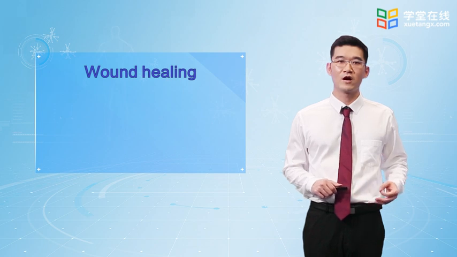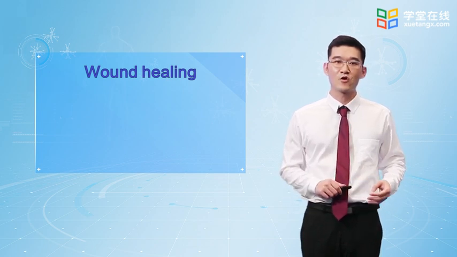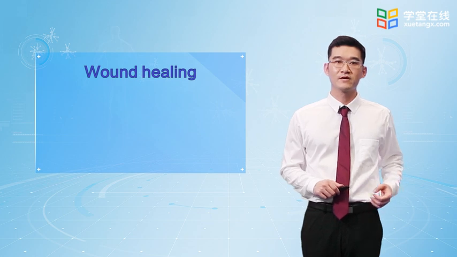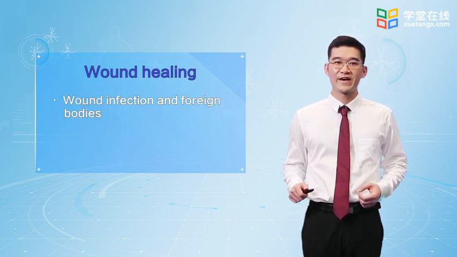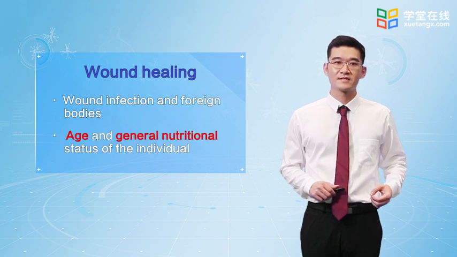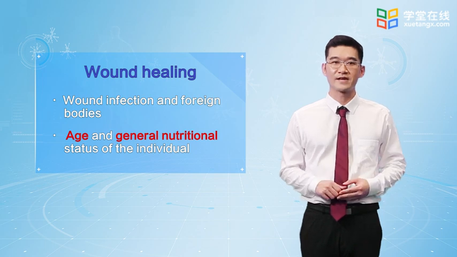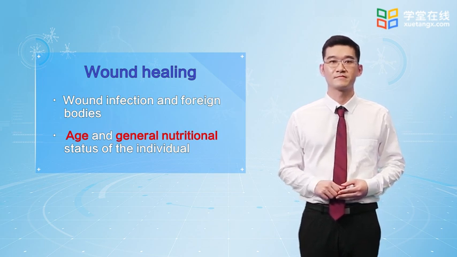Wound healing can be altered by a variety of influences. Some variables may act locally, for example, wound infection and foreign bodies. Systemic factors including age and general nutritional status of individuals also affect the repair process.